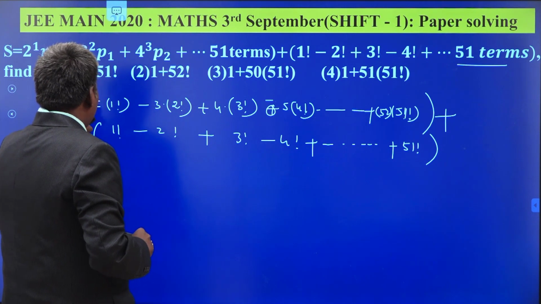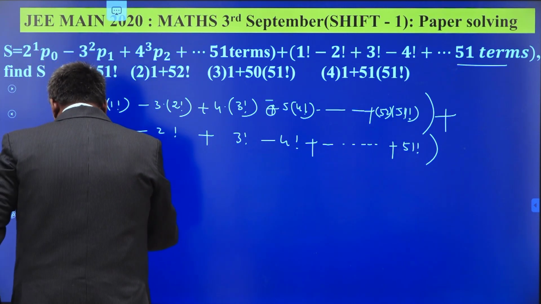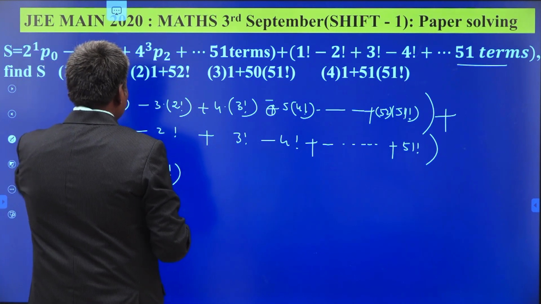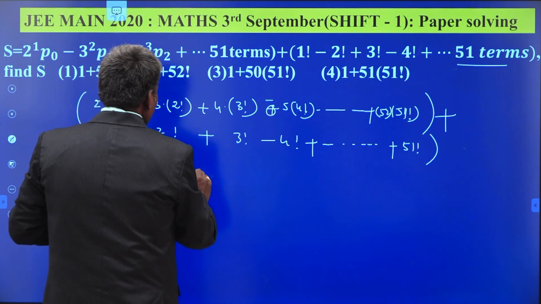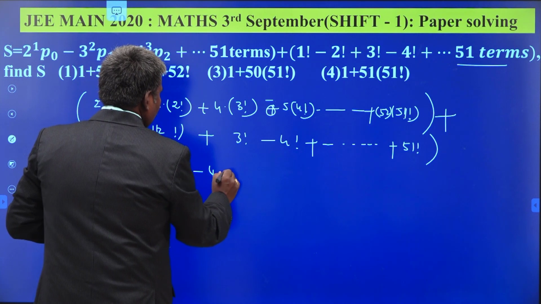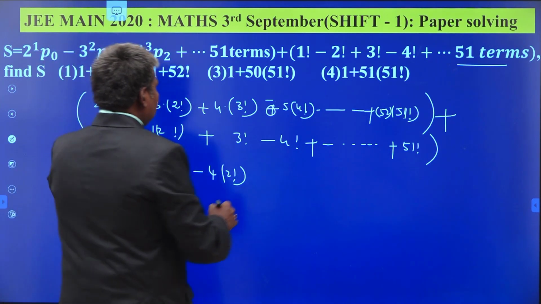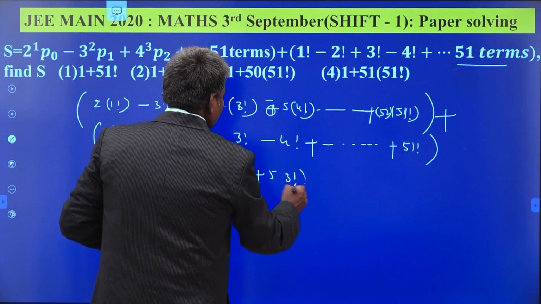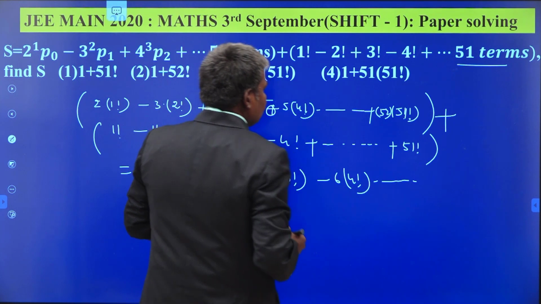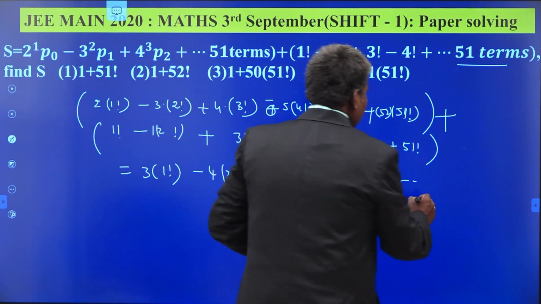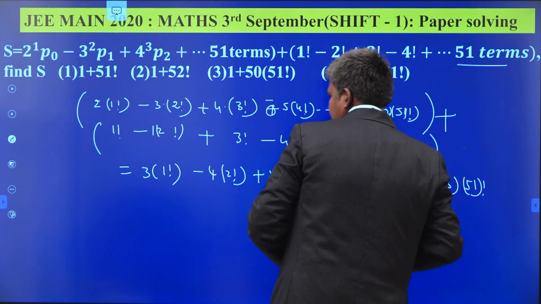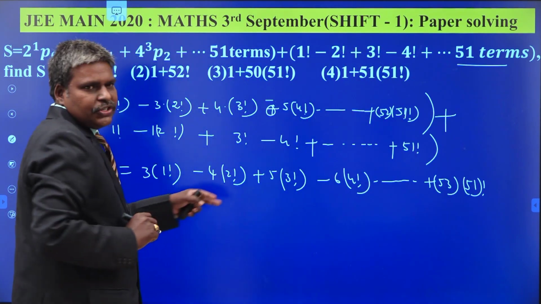Now by adding these two, this is nothing but 3 into 1 factorial minus 4 times of 2 factorial. This is 1 into 2 factorial. Am I correct or not? Minus 3 minus 1, minus 4 times of 2 factorial, plus 5 times of 3 factorial, minus 6 times of 4 factorial, and so on up to plus 53 times of 51 factorial. Right? We have to find out the summation.